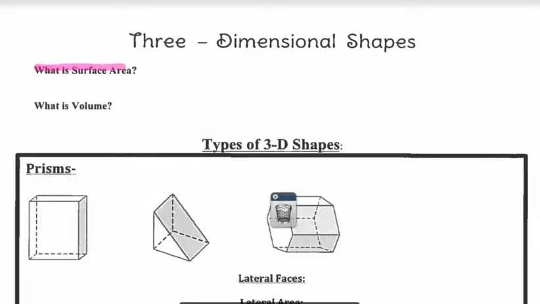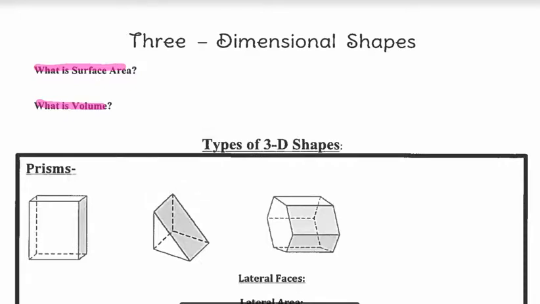First, we want to talk about surface area and then what is volume, because that's what we're going to be doing with 3D shapes. We're really just going to be calculating the surface area and the volume, so we want to figure out what that means. Surface area is when I take all the sides of my 3D shape, find the area of each of those sides, and then add all those areas up.